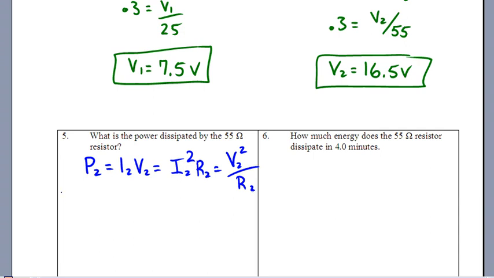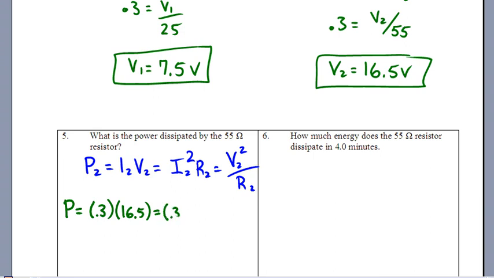So I'm going to show you all of these just so you can see what the options are. If you wanted to do IV, you could go with 0.3 for the I and a voltage drop of 16.5. Or if you'd rather do the I squared R, fine.